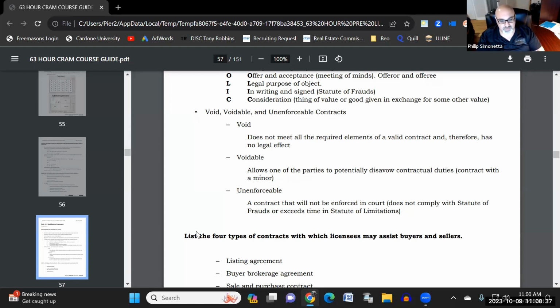You have a voidable contract. This allows one of the parties to potentially disavow contractual duties. This is like if you have a contract with a minor, somebody 17 or 16 years old. They can't sign a contract, right? They're not of legal age. That would be voidable. And unenforceable is a contract that will not be enforced in court because it does not comply with the statute of frauds or exceeds the time in the statute of limitations. So that's the three different ways of voiding out a contract: voidable, void, and unenforceable.